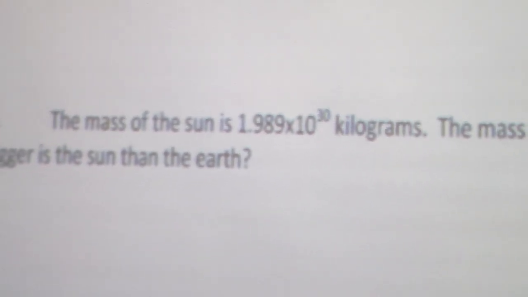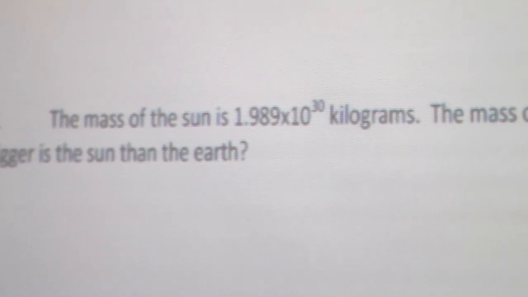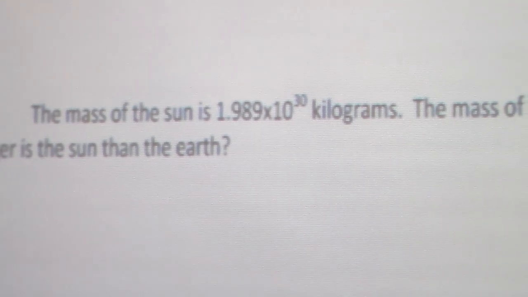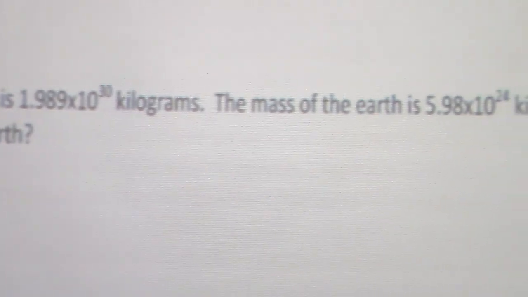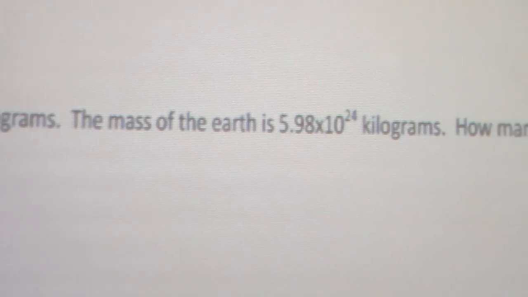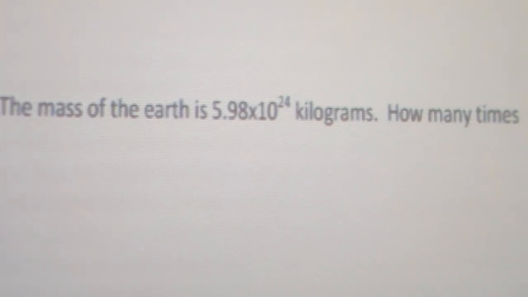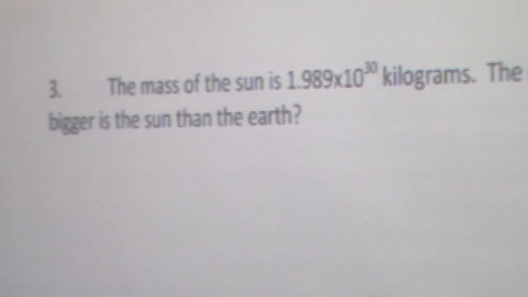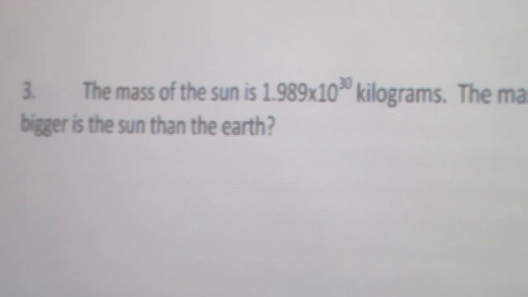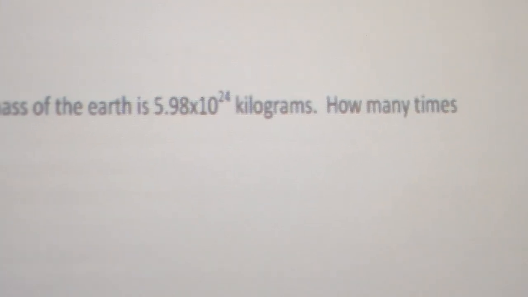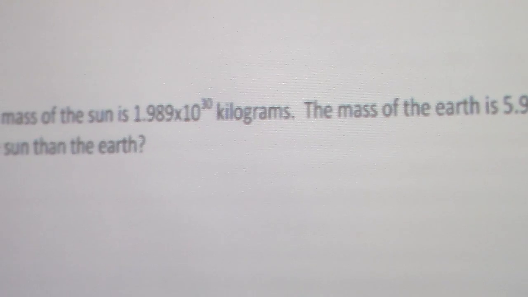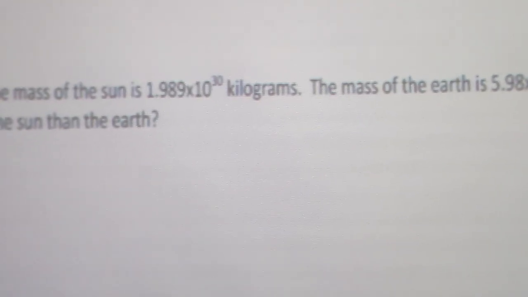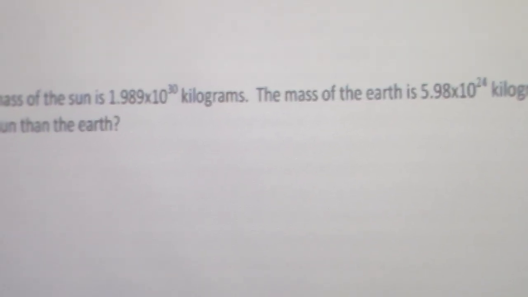So I have the mass of the sun is 1.989 times 10 to the 30 kilograms. The mass of the earth is 5.98 times 10 to the 24th kilograms. How many times bigger is the sun than the earth? How many times bigger? So again, these numbers are kind of obscure to us. We might want to use something that makes a little bit more sense to us.